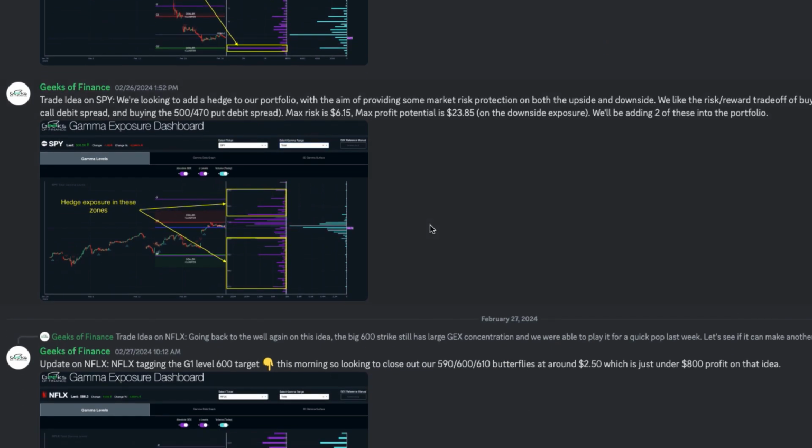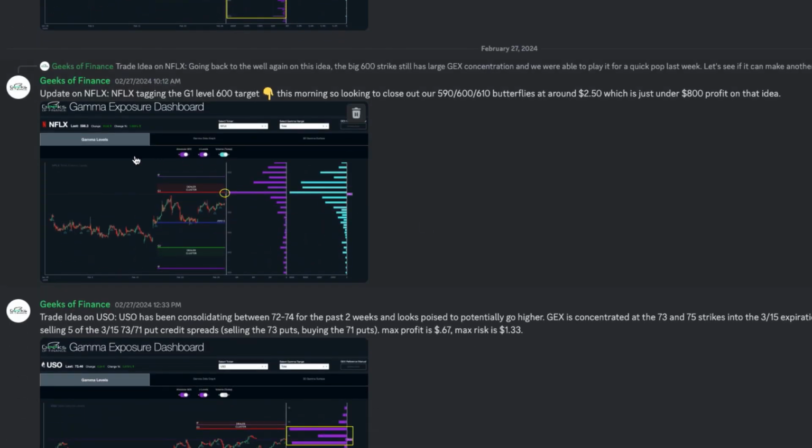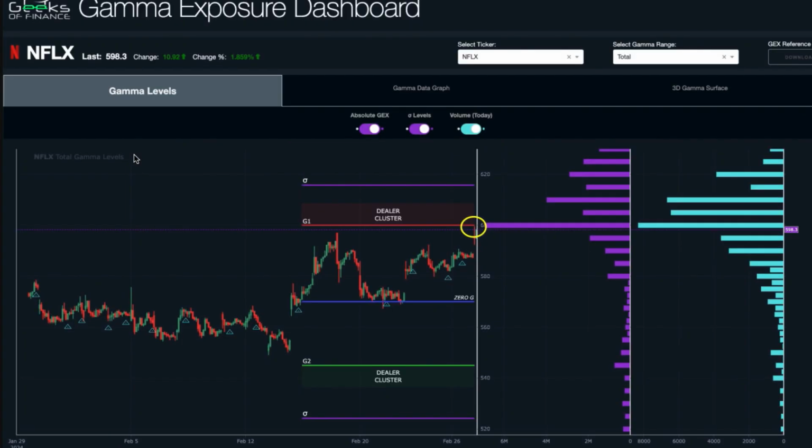And just a few short days later, Netflix was actually back tagging that 600 strike just as gamma exposure had predicted. We had posted right after the 600 tag, highlighting that this was probably a good opportunity to unload positions and lock in some nice profits.